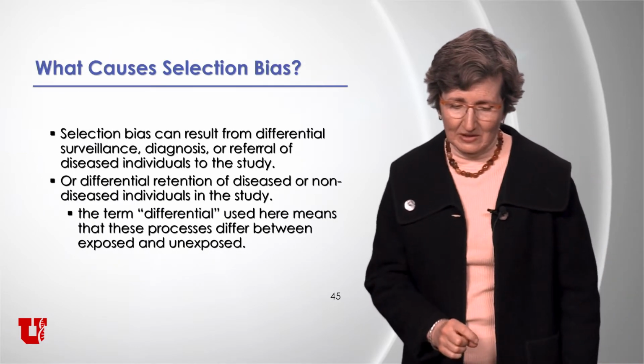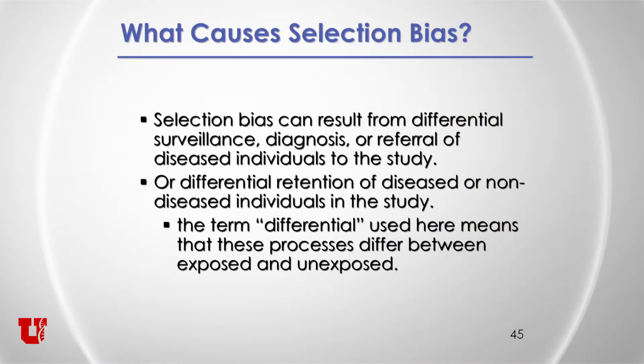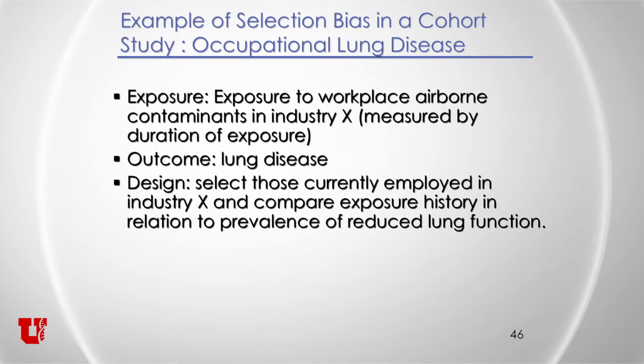All right, so what causes selection bias? It can result from differential surveillance, diagnosis, or referral of diseased individuals to the study, or differential retention of diseased or non-diseased in the study. So differential meaning that the processes differ between the exposed and the unexposed. So let's try and think of an example of that.